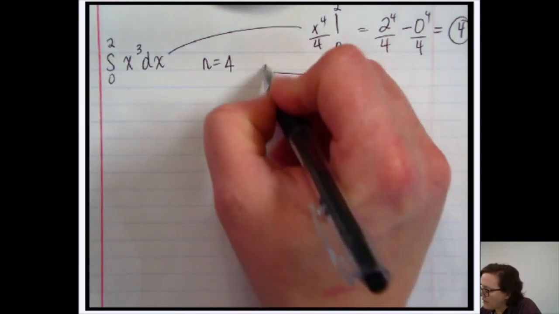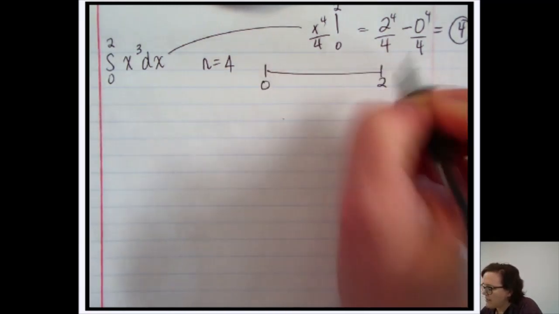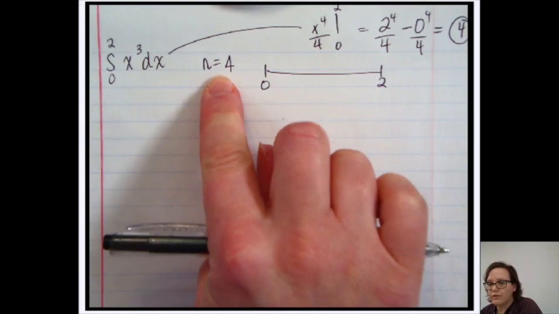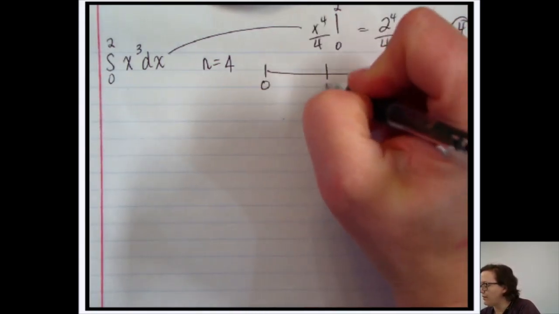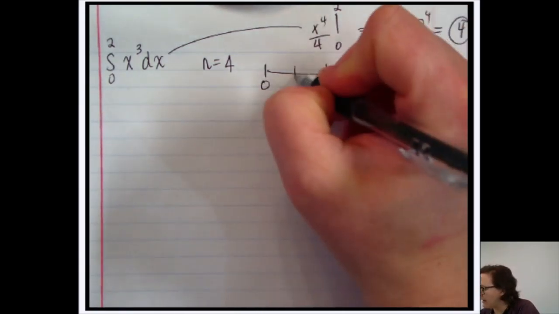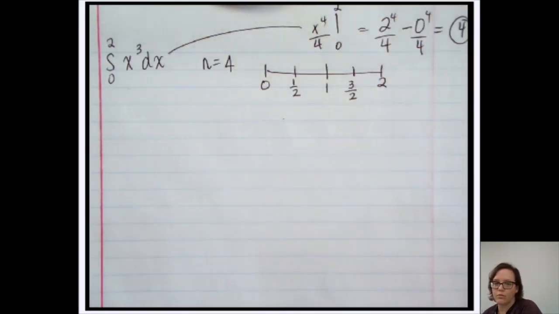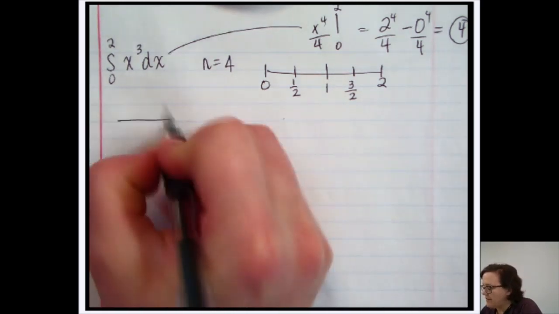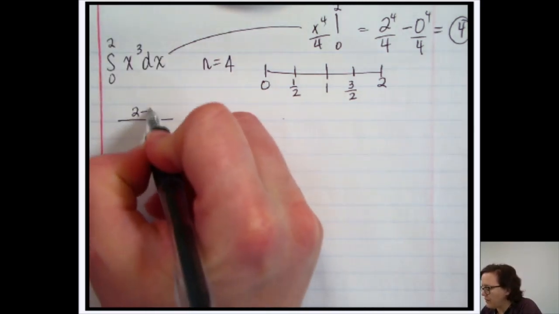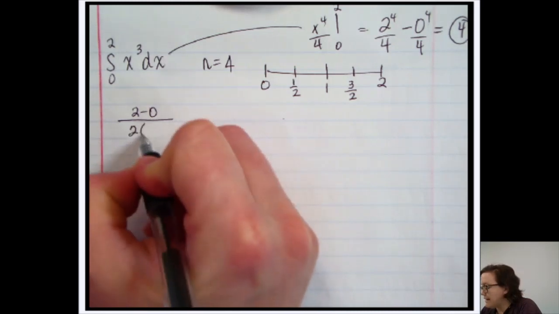Okay, so it tells us to go from 0 to 2. It tells us that we need 4 intervals. So cut it in half once, which is 1. Cut it in half again, and we have a half and 3 halves. 1.5 is fine. Okay. Now, b minus a, so 2 minus 0 over 2n.